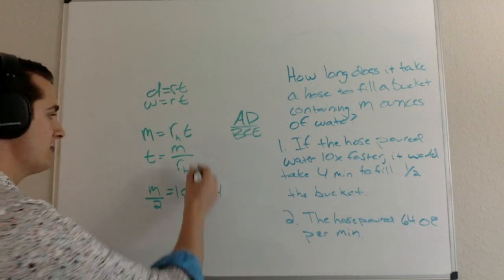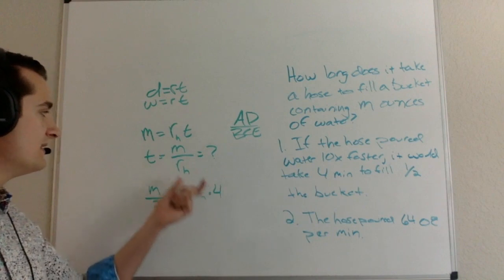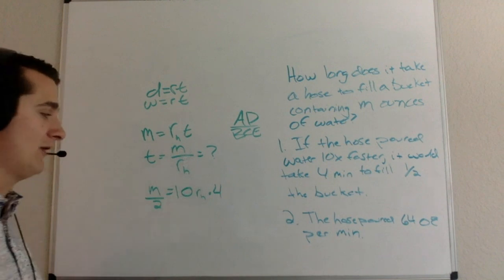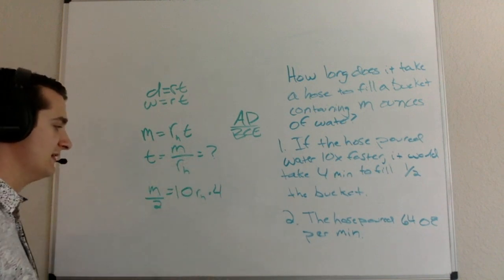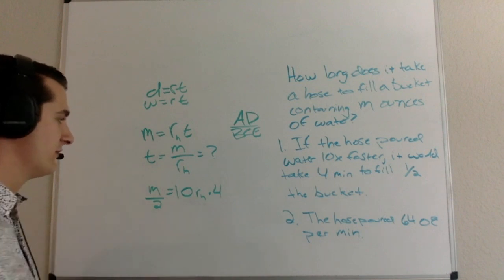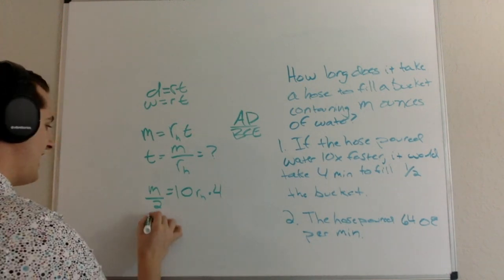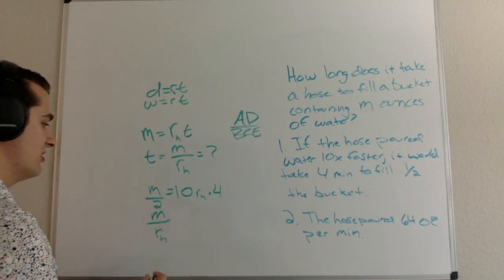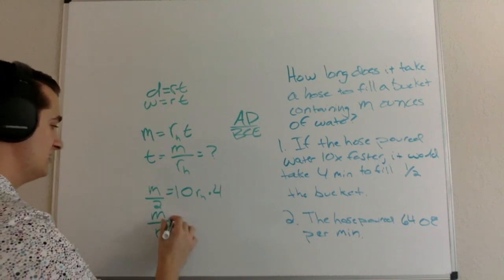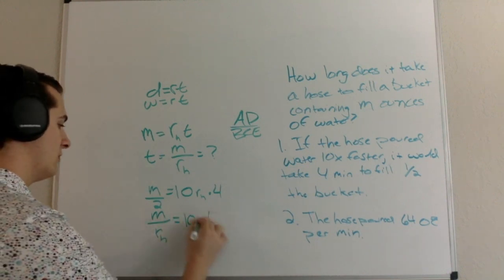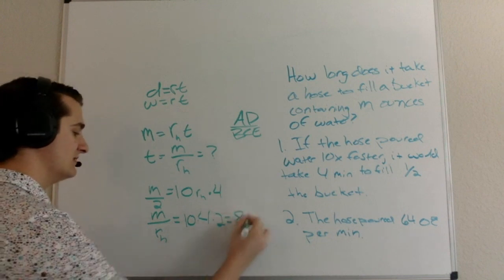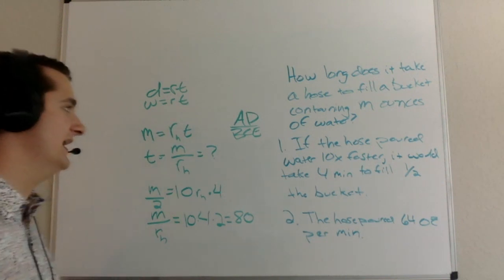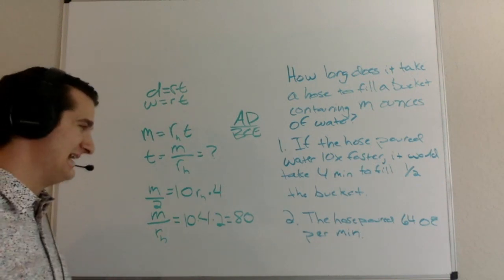From here, I'm going to remember that my question was asking me what is the time equal to, or I could reorganize that as what is m over r_h equal to. And what I noticed real quickly is that I can actually solve for m over the rate of the hose, because if I divide both sides by the rate of the hose, and then also multiply both sides by 2, it's going to be equal to 10 times 4 times 2, which is 80. So the time required to fill the bucket is going to be 80 minutes.